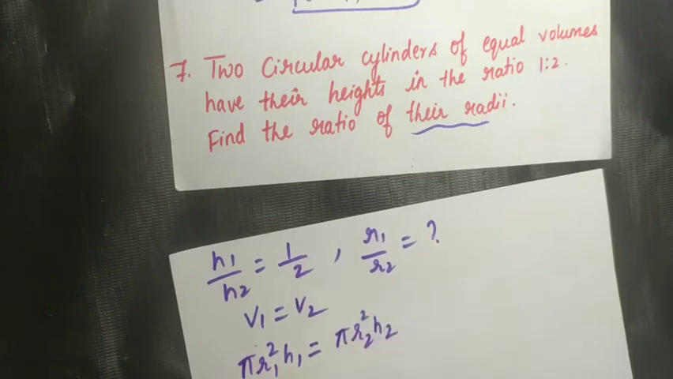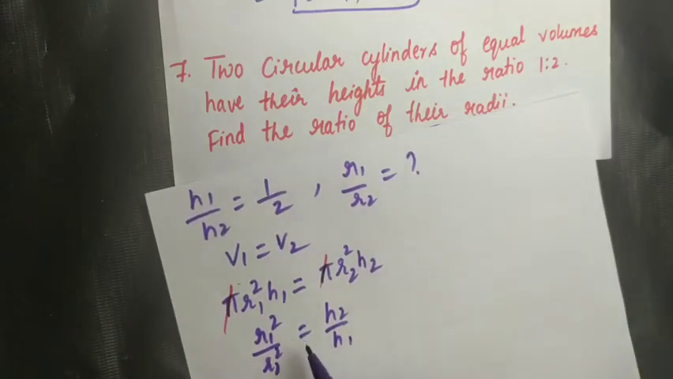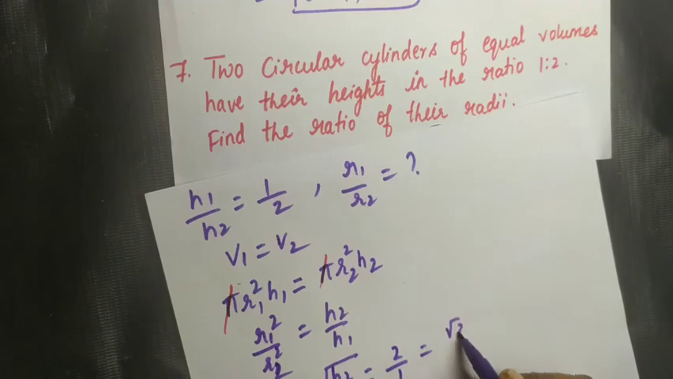So here pi and pi get cancelled, and r1 square by r2 square is equal to, after simplification, h2 divided by h1. Now to remove the square we have to take the square root on both sides. So r1 divided by r2 is equal to the square root of h2 divided by h1. This becomes 2 divided by 1, so it is root 2 divided by 1.